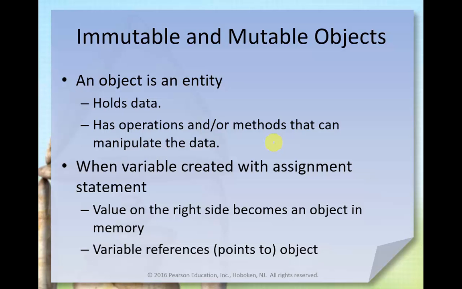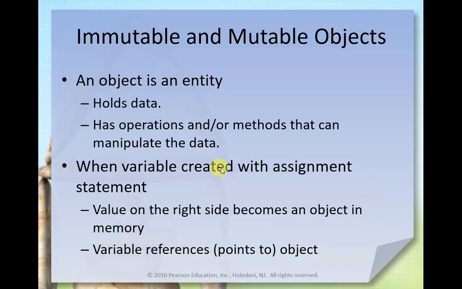Just to consolidate that thought process on the tuples a little bit, we have a concept called immutable and mutable objects. Now the word mutable means something that is subject to change, constantly changing. For instance, the weather is a very mutable object. So think about this. An object is an entity, and it holds data. And we can do operations and use methods that can manipulate that data.